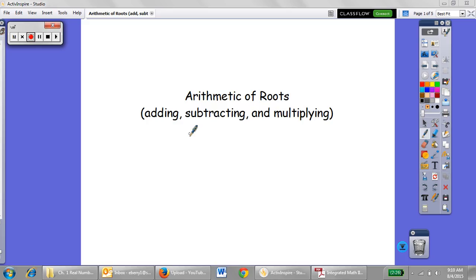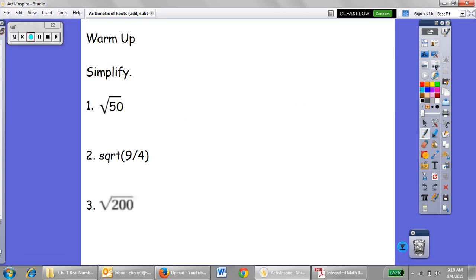Hello students, today we'll be learning about the arithmetic of roots. We'll learn how to add, subtract, and multiply. Here's our warm-up. Go ahead and pause the screen and complete these 3 problems. Now that you're complete, let's go ahead and work through this together.